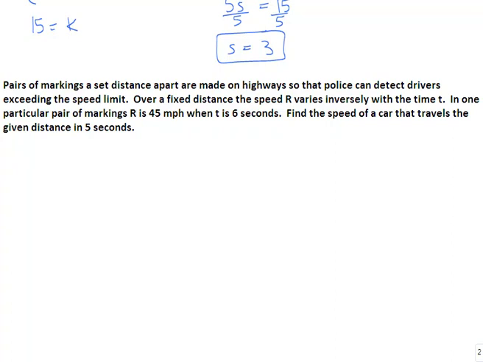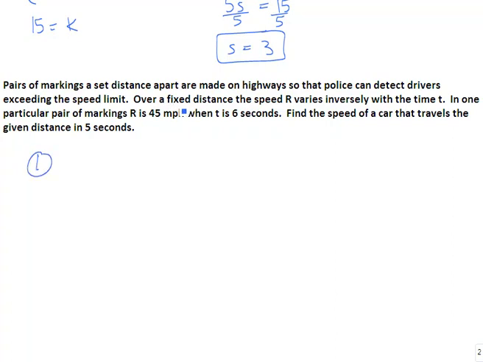So here's a word problem using an inverse variation as well. We have pairs of markings a set distance apart are made on highways so that police can detect drivers exceeding the speed limit. Over a fixed distance, the speed r varies inversely with the time t. In one particular pair of markings, r is 45 miles per hour when t is 6 seconds. Find the speed of a car that travels the given distance in 5 seconds. So, step 1, we need a relationship.